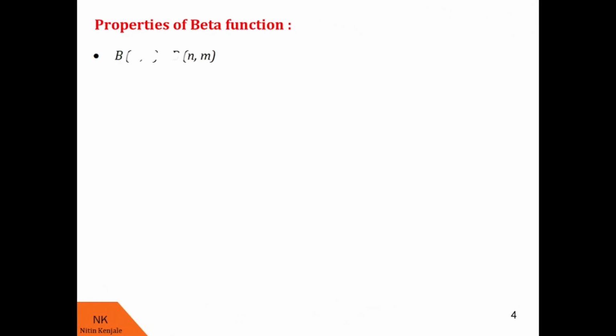The very first property that we are going to see is beta of m, n is equal to beta of n, m. To prove this, we first consider the integral definition of beta of m, n. That is integral of x raised to m minus 1 into 1 minus x raised to n minus 1 dx over the limit 0 to 1.